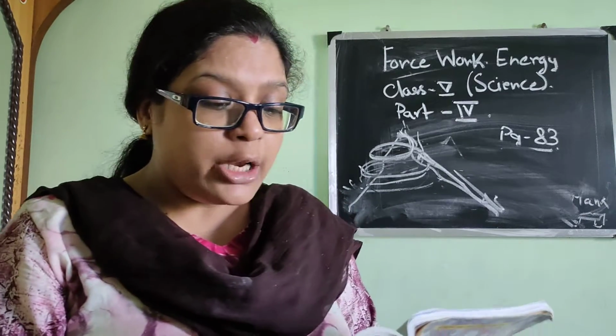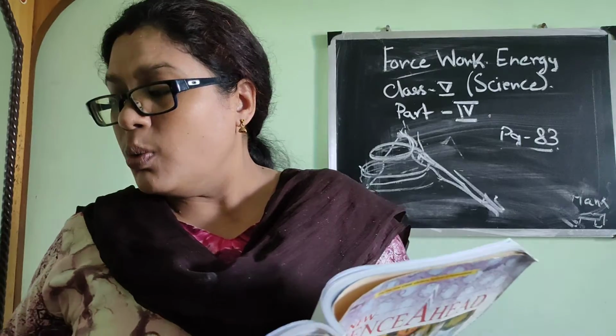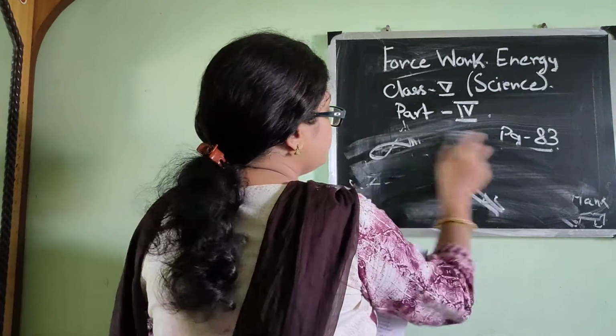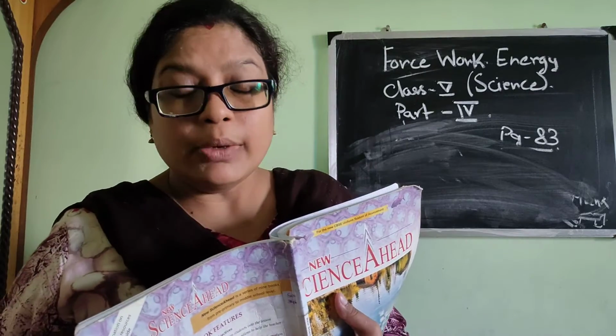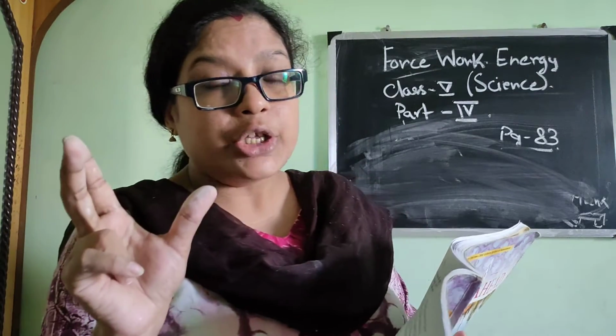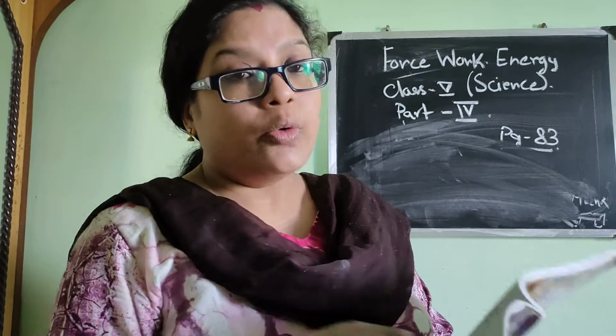A wedge is made of two inclined planes joined together to form a sharp edge. A knife, an axe, and a chisel are examples of a wedge. Now see what a wedge is. I can show you one example. So what it is telling is that when we join two inclined planes, it becomes a wedge.